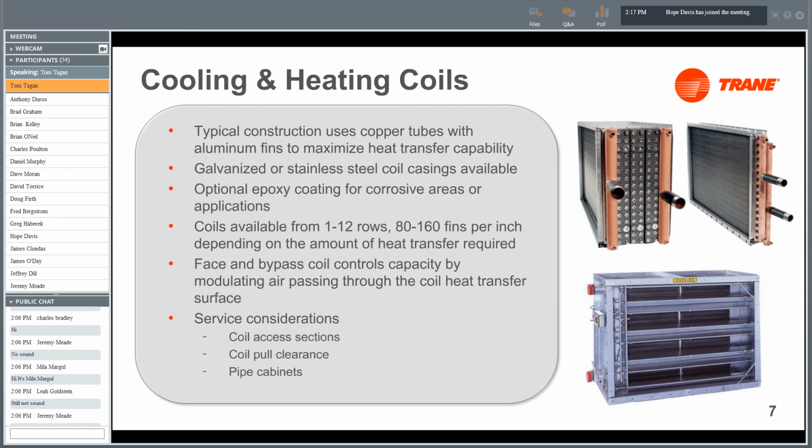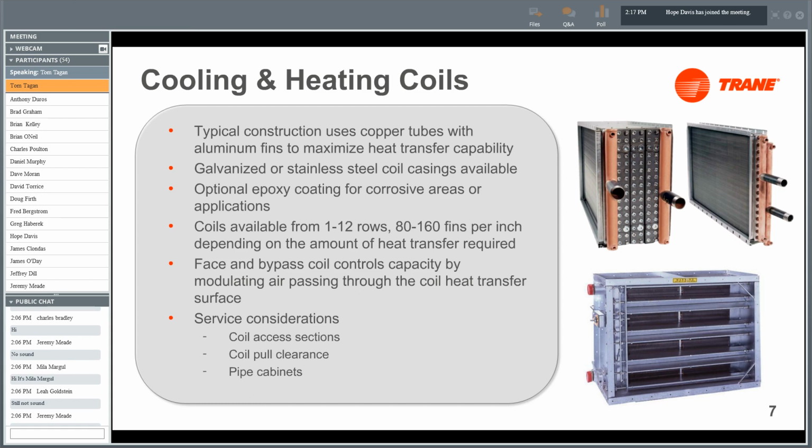You can also have galvanized or stainless steel coil casings. So your stainless steel coil casings are going to be used in any type of application that might have a corrosion consideration. So stuff that's by the ocean, or applications that have spray dryers, things like that. You can also have epoxy coatings for corrosive areas. So that is an epoxy coating that goes on the entire coil surface area, which further bolsters the corrosion resistance.